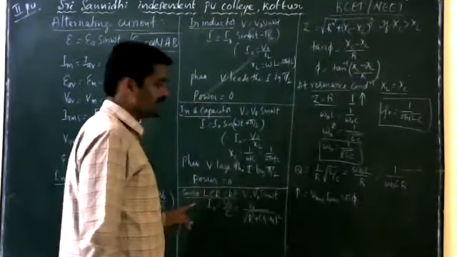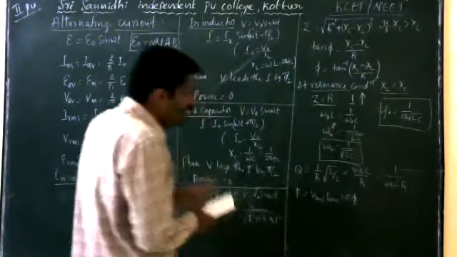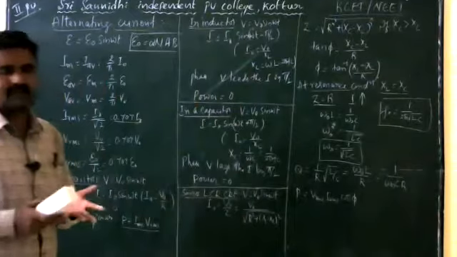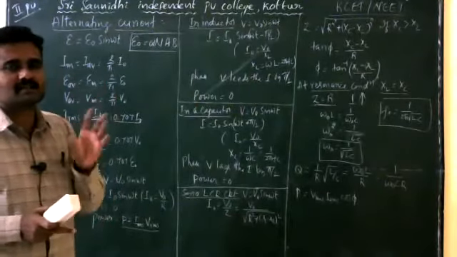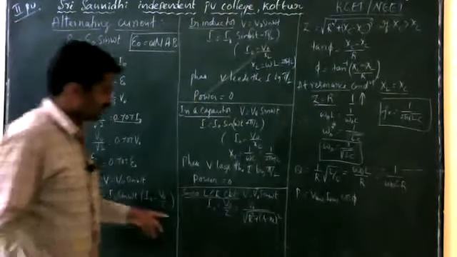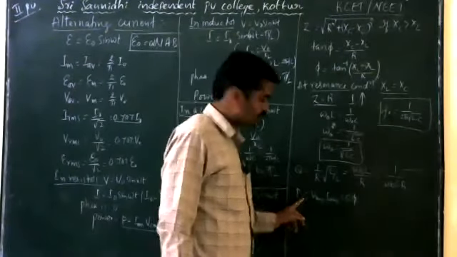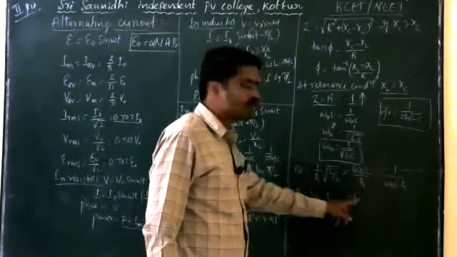In a series circuit, inductors, capacitors and resistors are all connected in series to a single source. In that case, the power is P equals VRMS into IRMS into cos phi.